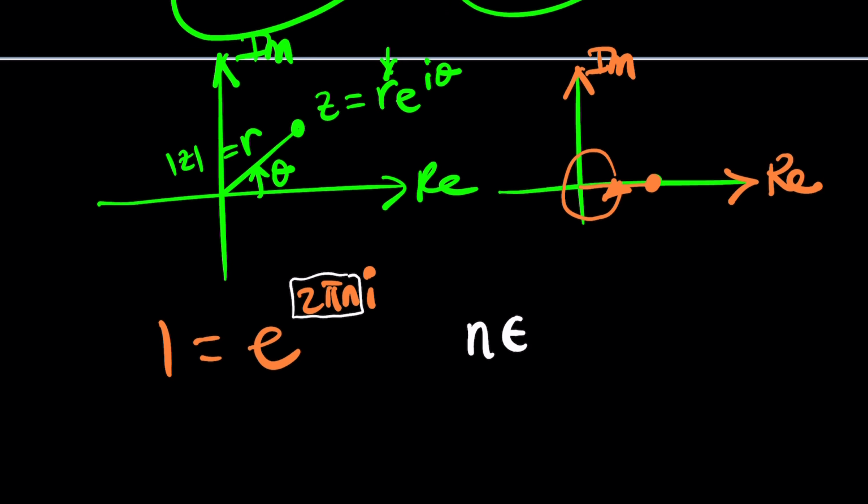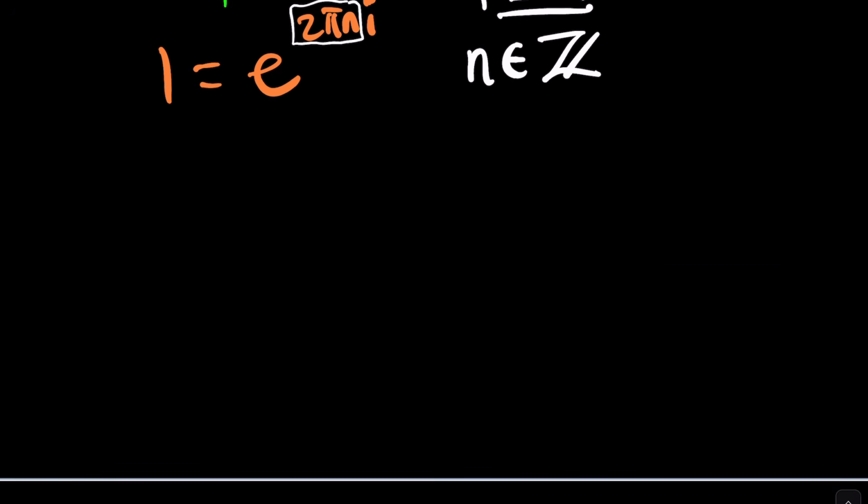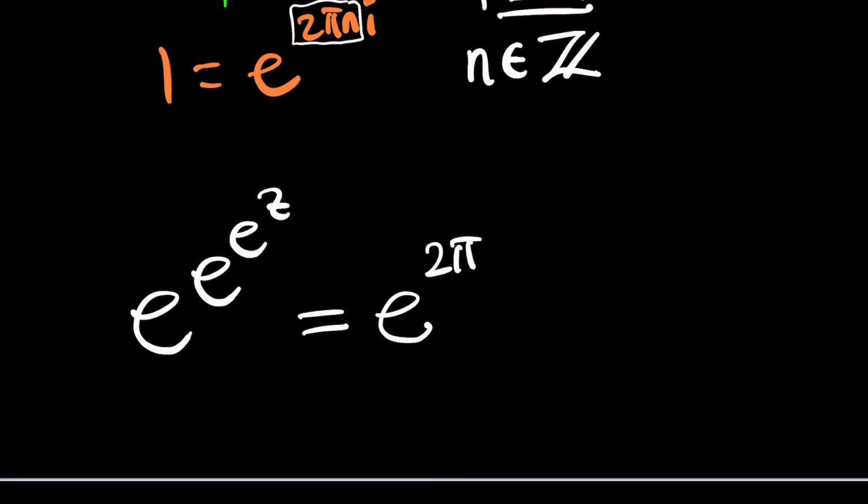By the way, n is an integer, before I forget to tell you that, right? And did I say i squared is equal to negative 1? Hopefully I did. If not, I apologize. But 1 can be written like that. So that's a good thing, because we have a lot of e's, right? e to the z equals 1. But I'm going to replace 1 with e to the power 2 pi ni.